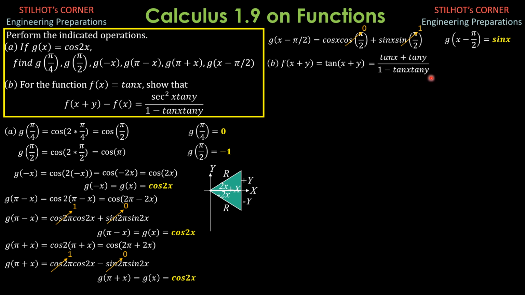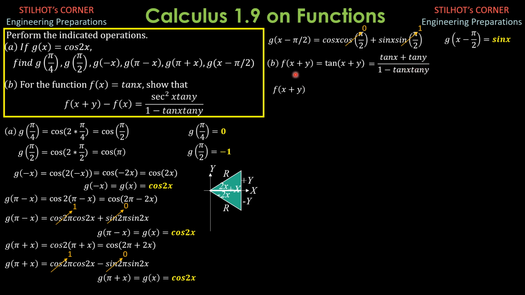tangent x tangent y. So as I said, for those who want to derive this formula, I suggest that you make this sine of quantity x plus y over cosine of quantity x plus y. Sine of quantity x plus y is sine x cosine y plus cosine x sine y, over cosine of x plus y, which is cosine x cosine y minus sine x sine y. Then the numerator will be divided by cosine x cosine y, the denominator also will be divided by cosine x cosine y, then show that this is the result.